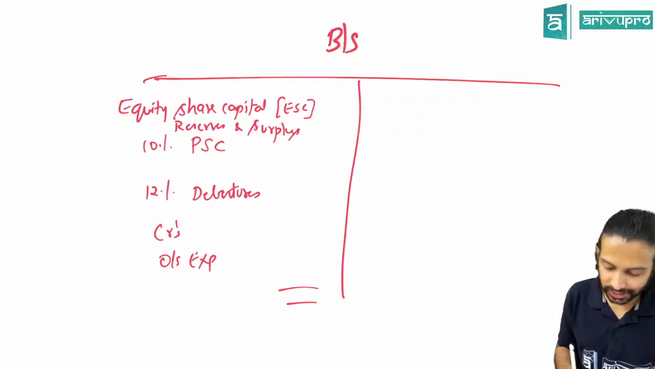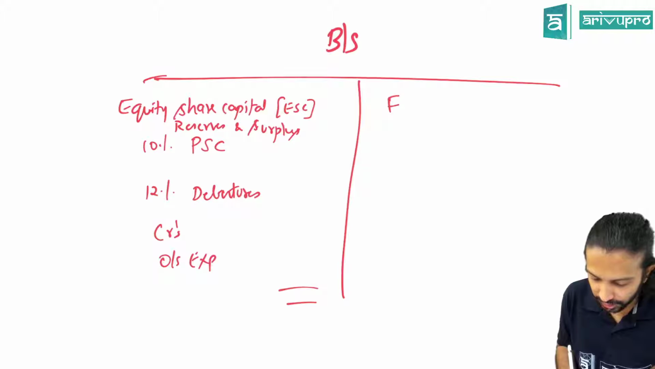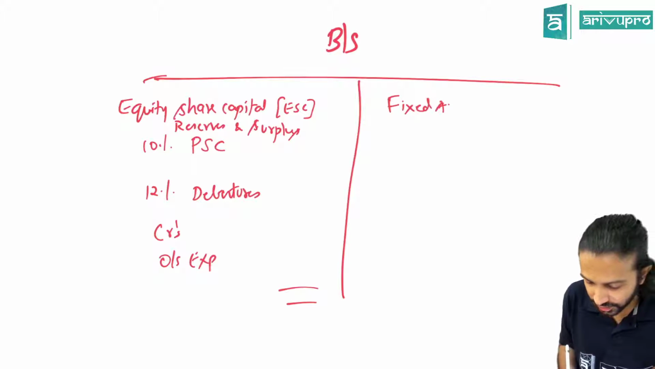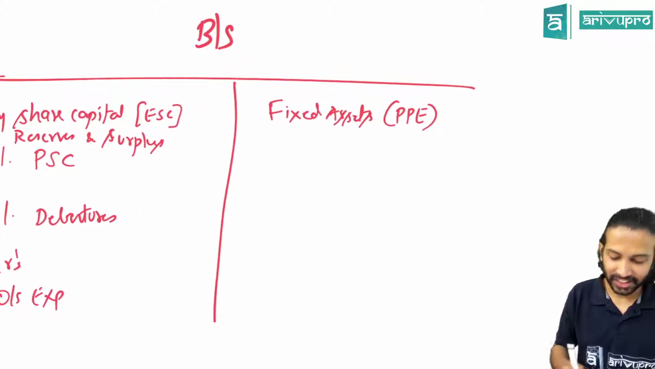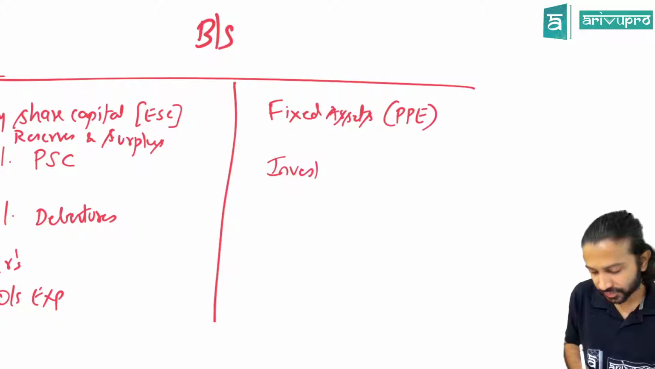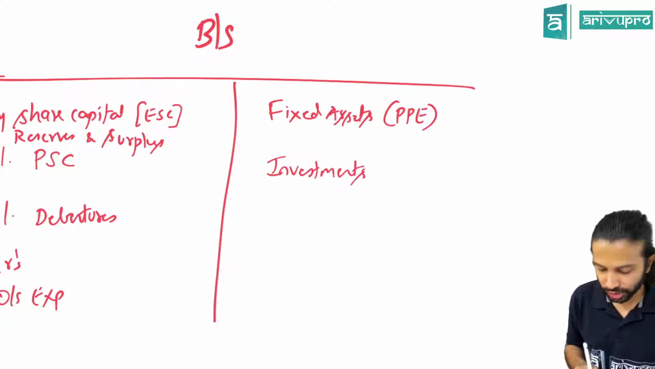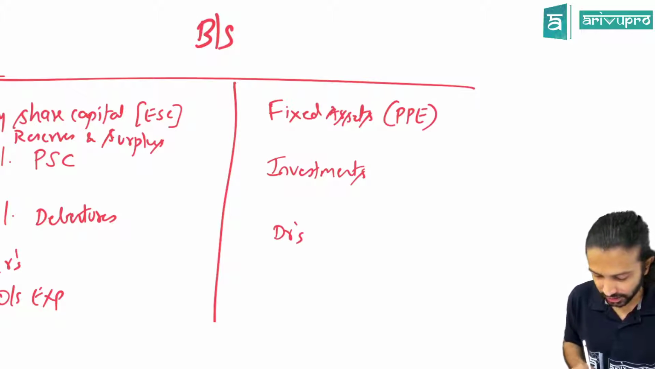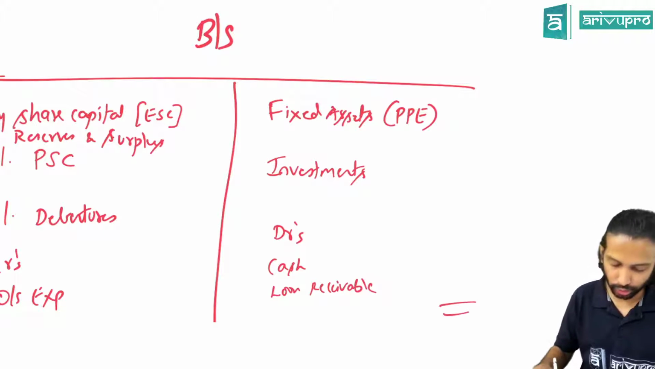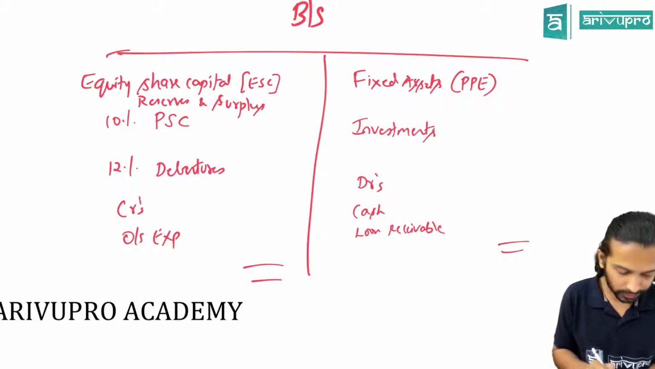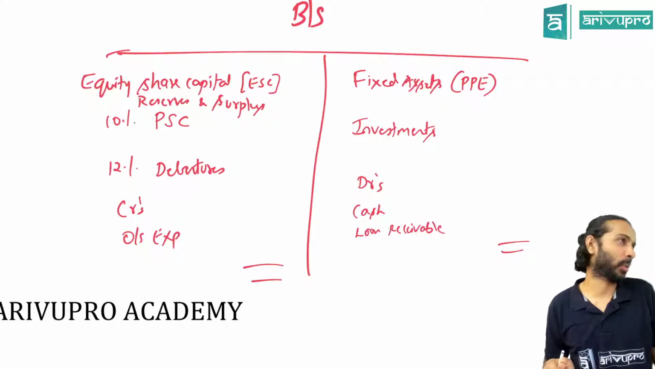On the other side, instead of PPE, back then we used to call it fixed assets. Now we have become sophisticated, we use sophisticated terms like PPE. Then you used to have investments. Then you used to have current assets like debtors, cash, bills receivable or loan receivable. Like this, you used to have a classification. I hope there is no doubt here.